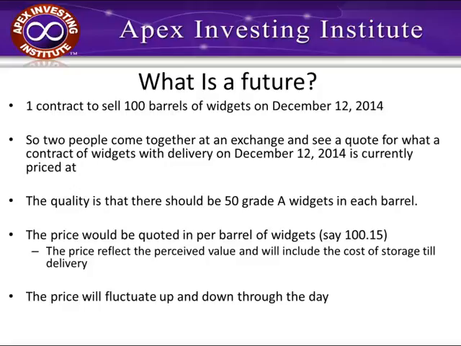$100.15, all right? And that price reflects basically the perceived value, and it's going to include the cost of storage. So basically, like if somebody has those widgets and they're storing them somewhere, that's going to be built in. So the further out a future contract goes, part of that cost built into the future contract, the value, is how long it takes to store it between now and 2012, 2013, 2014, the end of the year, whatever. And the price is going to fluctuate up and down throughout the day as value is perceived to be different.